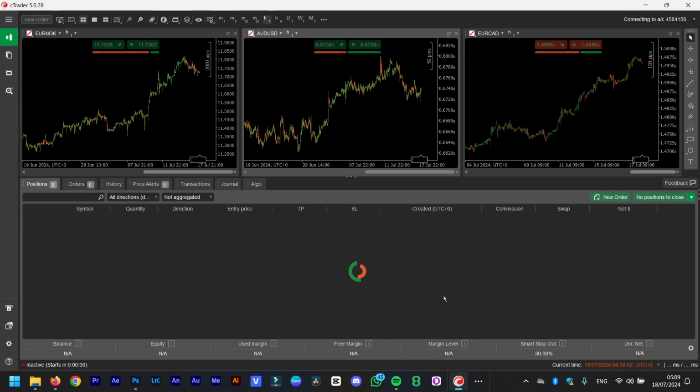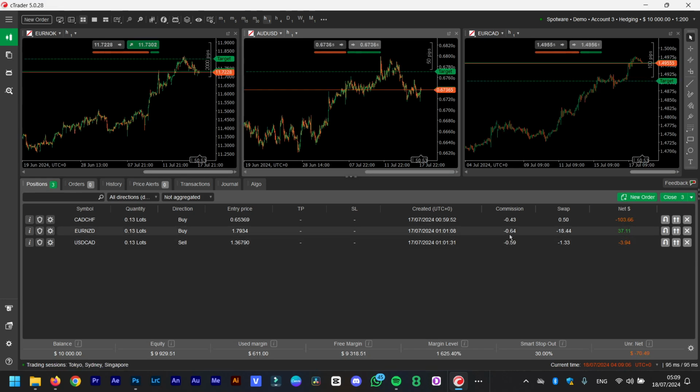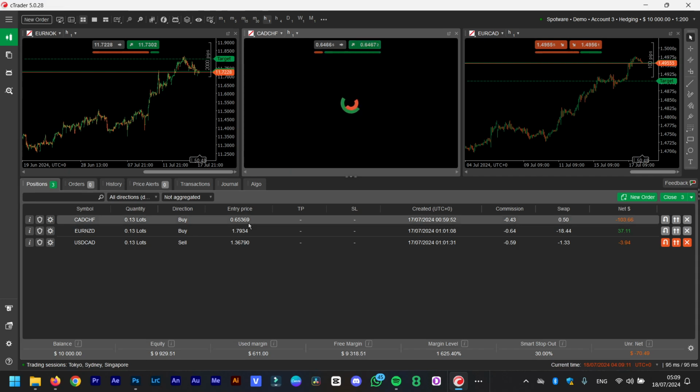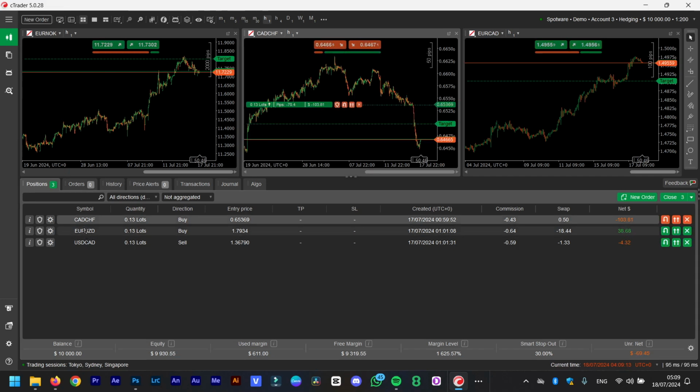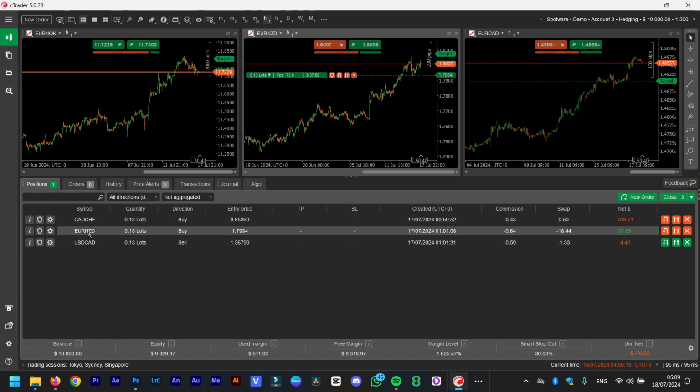Now we have account 3. Account 3 is negative. The first one, CAD-CHF, is down to $100 negative. The second one, Euro NZD, is the same thing here. As you can see, the swapping is really expensive. I'm not sure again if that's because of the broker, or if that's something very specific to what's going on right now.